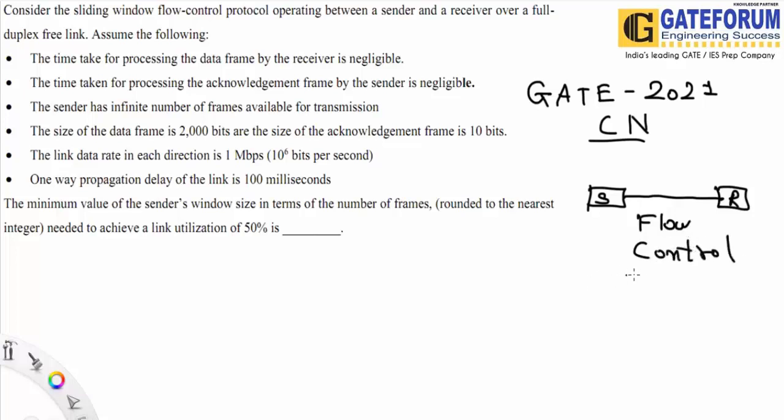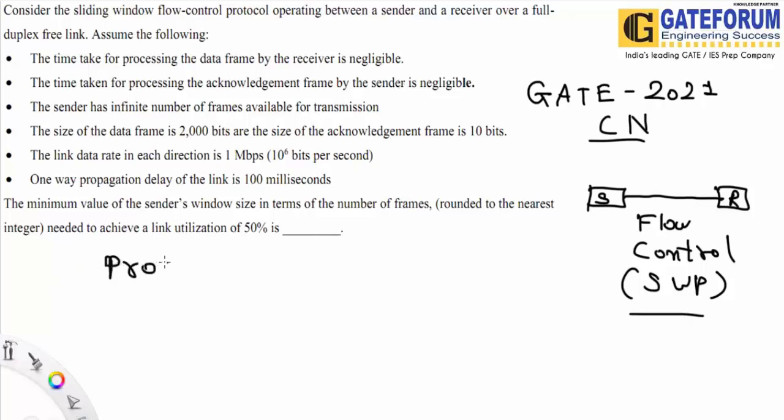Okay, so this is the concept related to the sliding window protocol, or SWP. The processing delay we are considering as negligible. We are considering the time taken for processing the acknowledgement framed by the sender as negligible. So in short, the processing delay we are not counting.